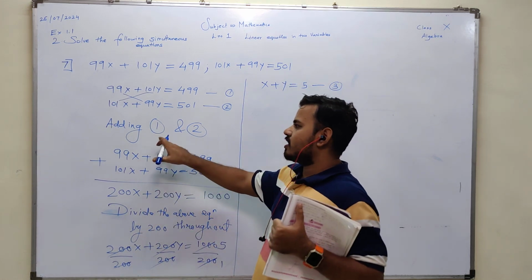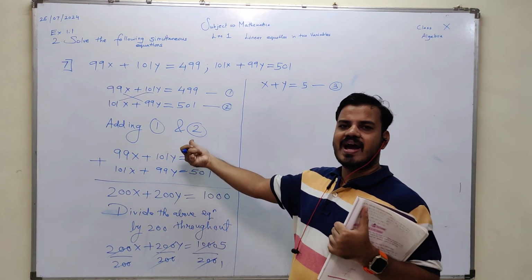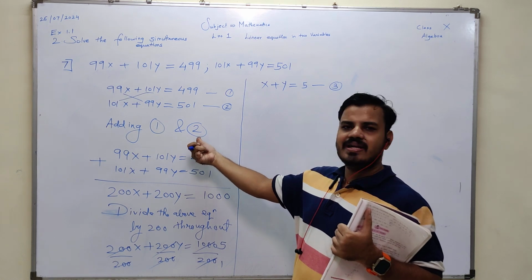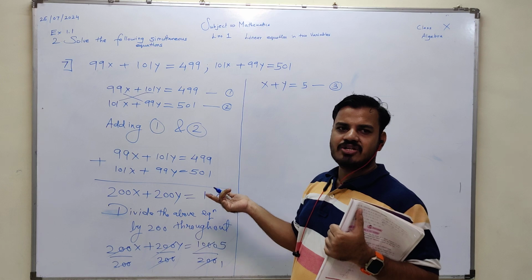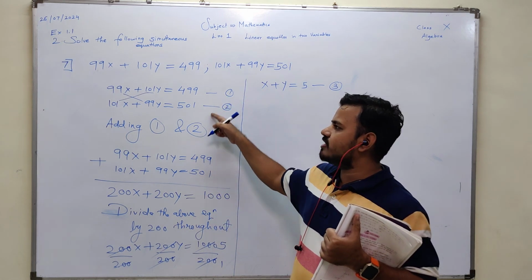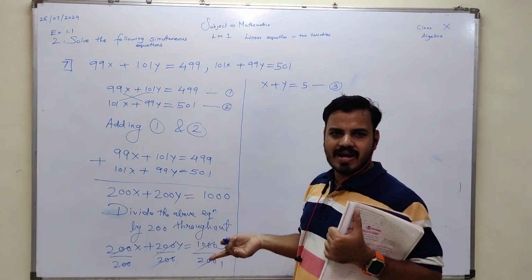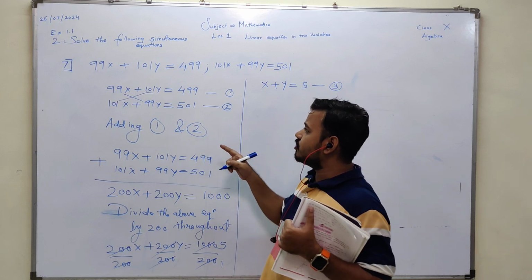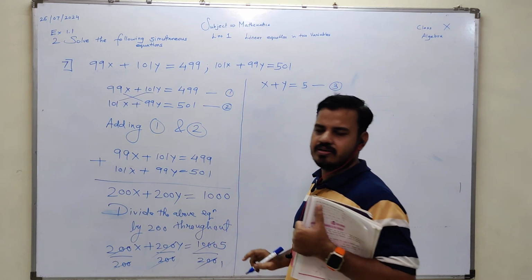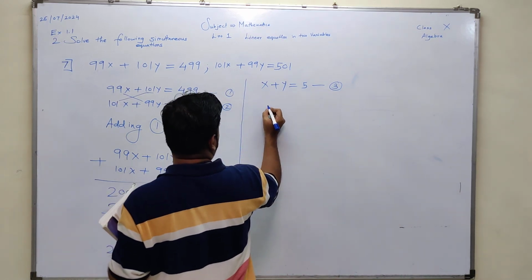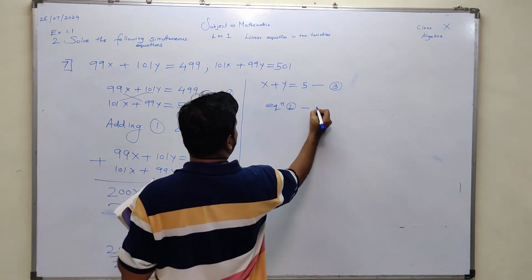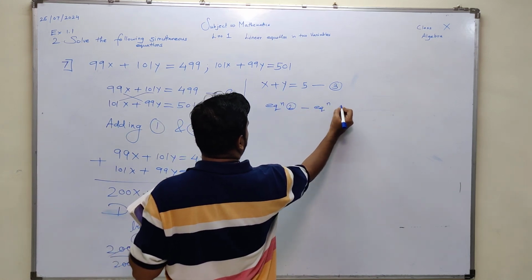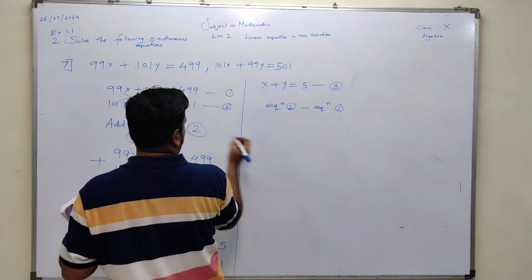Now what we had done here, we have added both the equation one time. Now what you will do, as I told you earlier, is add both the equation one time and then subtract both the equation. So I will do equation 2 minus equation 1, subtracting.